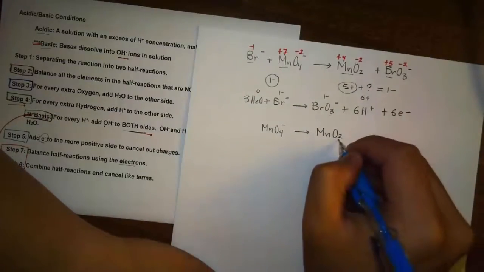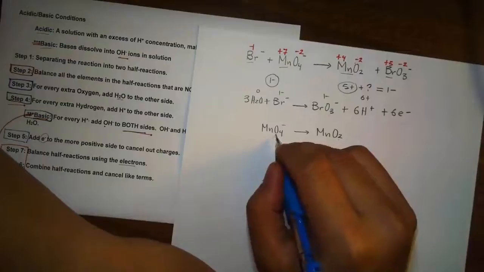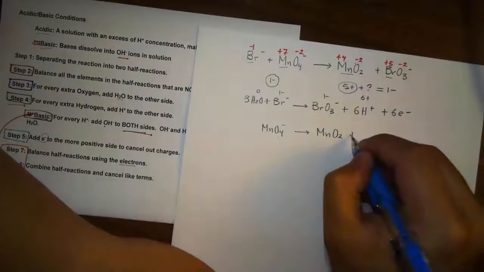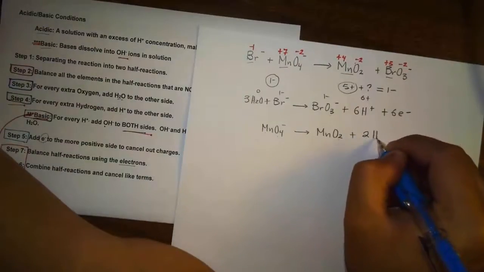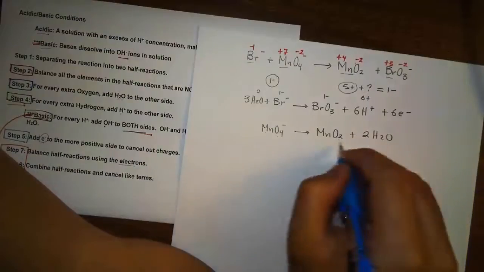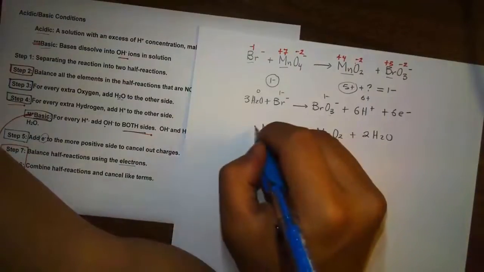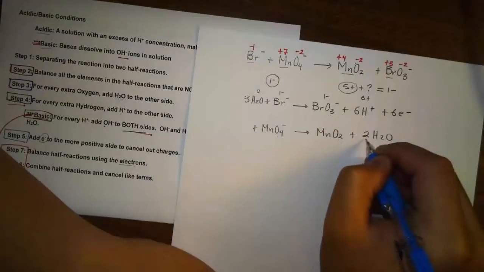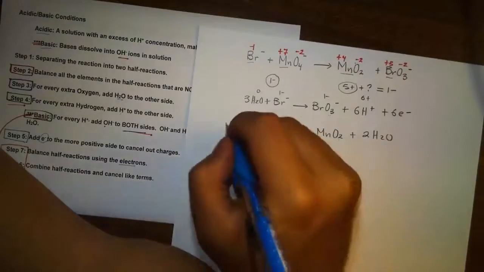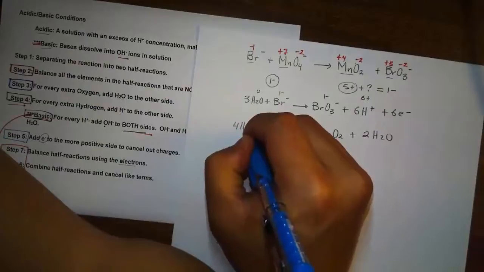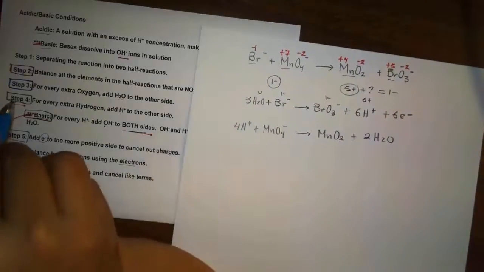Here we have 2 oxygen. Here we have 4 oxygen, and the Mn is already balanced. So over here, of course, we need to add 2 water molecules to balance out the oxygen. Then, because we're adding 2 water molecules, that will change the number of hydrogen as well. So we have 4 now. So we need to add 4H+ based on this step 4 right there.